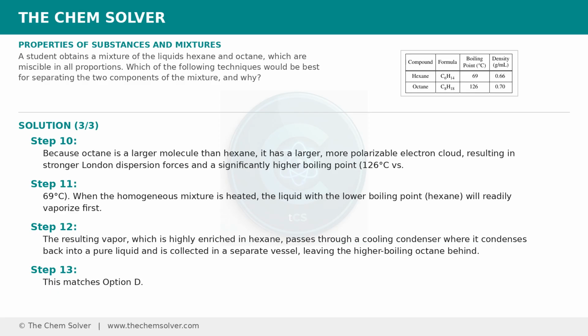When the homogeneous mixture is heated, the liquid with the lower boiling point, hexane, will readily vaporize first. The resulting vapor, which is highly enriched in hexane, passes through a cooling condenser where it condenses back into a pure liquid and is collected in a separate vessel, leaving the higher boiling octane behind. This matches option D.